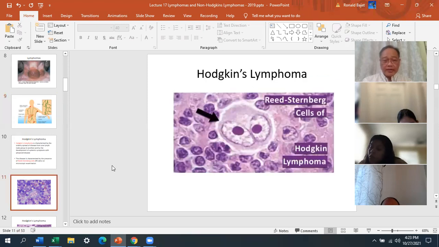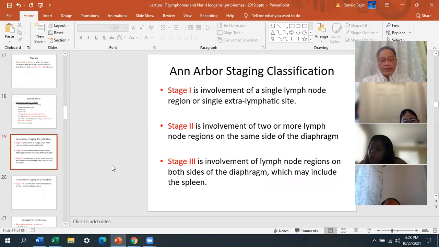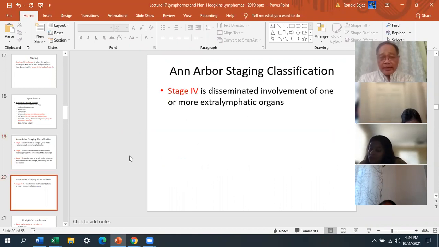Okay. Stage 3 is involvement of the lymph node region on both sides of the diaphragm. So you have one side that includes the neck and the armpit, and the other side includes the groin. So if you have the groin plus one other region, because the other 2 regions are above the diaphragm, then that's now stage 3 because it's on both sides of the diaphragm. Both sides of the diaphragm, the groin plus another region, armpit or the neck region. That's stage 3.